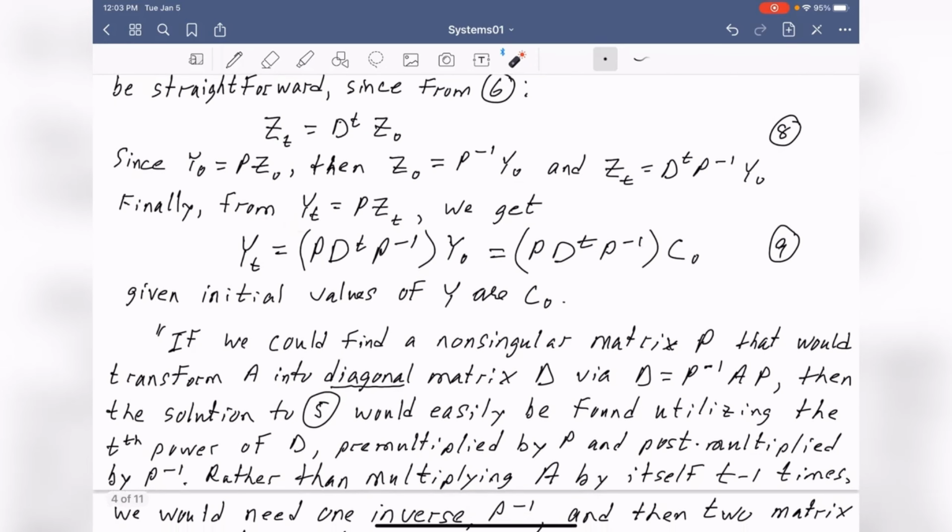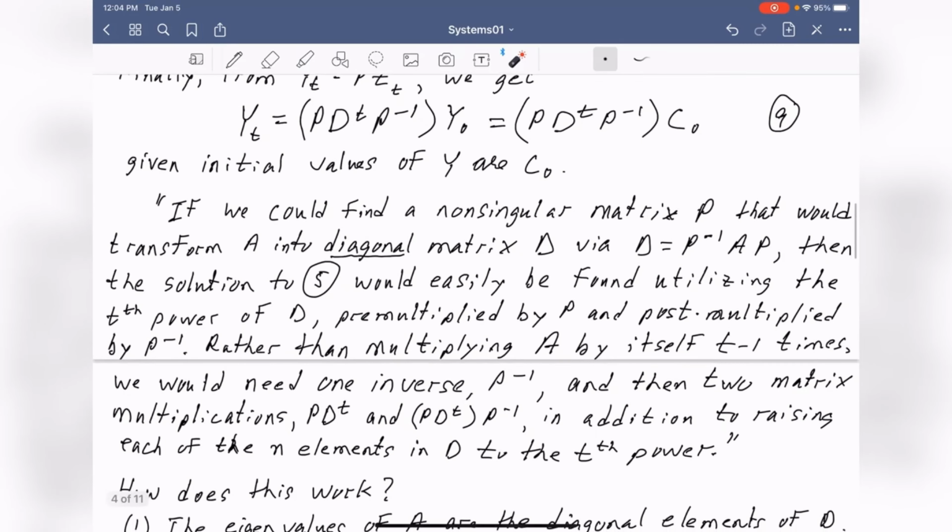Finally, from y_t equals P z_t, we get that y_t is equal to that matrix P pre-multiplied by D raised to the power t times the inverse of P, all times y_0, which is written the same way, P D^t P^-1 C_0, where these C_0 are the initial values of y.